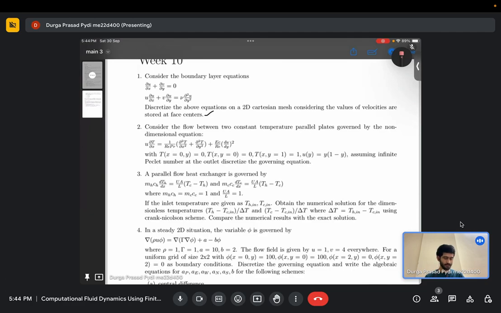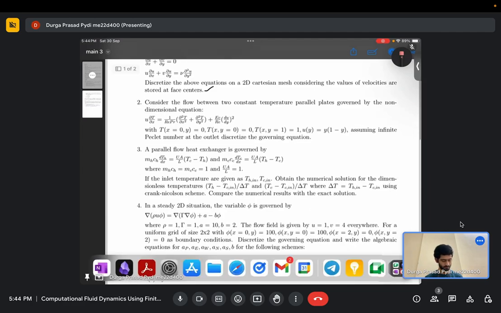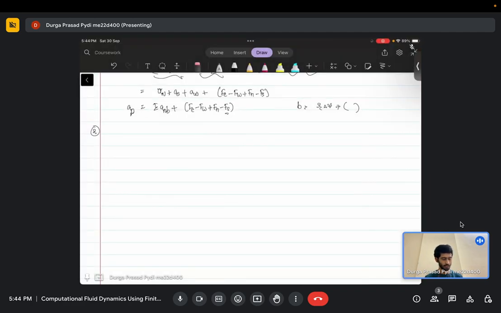The second question is something which we discussed long back. It was the flow between two parallel plates. I've just non-dimensionalized this equation and written it here. Just to give a recap, you have two parallel plates. Say this is at a higher temperature, this is at say Tb, and then there is flow coming in. If we consider it to be fully developed, we know that it follows a parabolic profile.